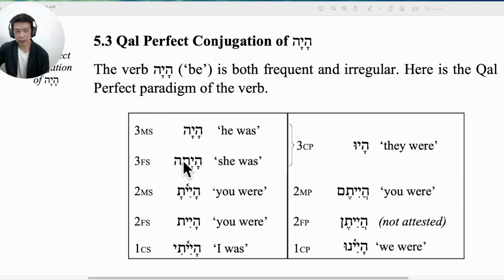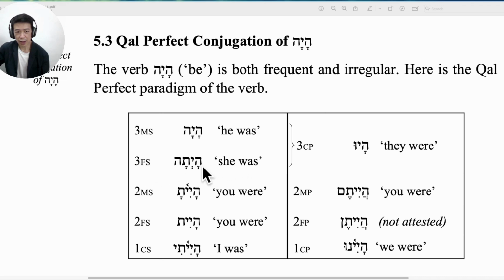For the third person masculine singular, he was, in Hebrew is hayah. So notice that there's a hey at the end of the verb. This hey can transform and morph into other characters when there are attachments next to this character, as we shall see next. In the third person feminine singular, she was.